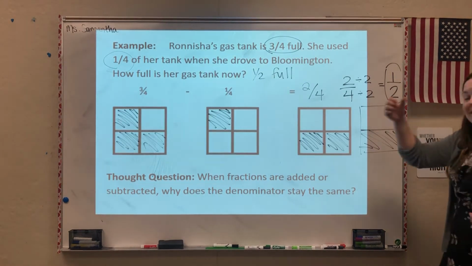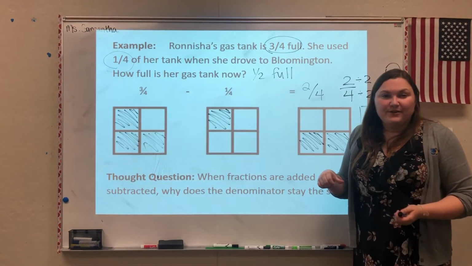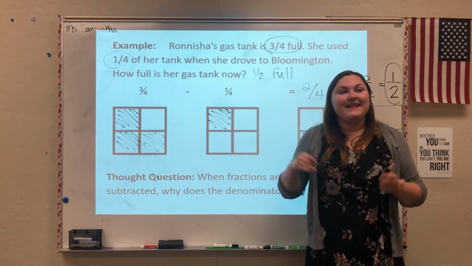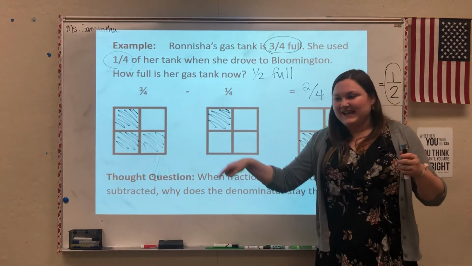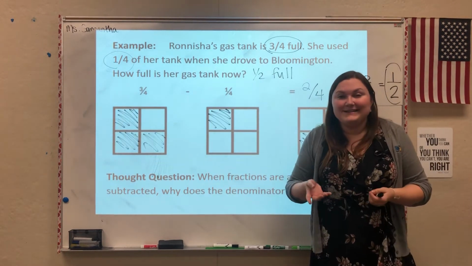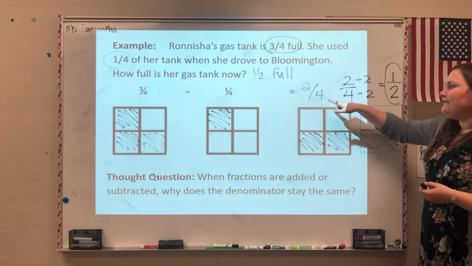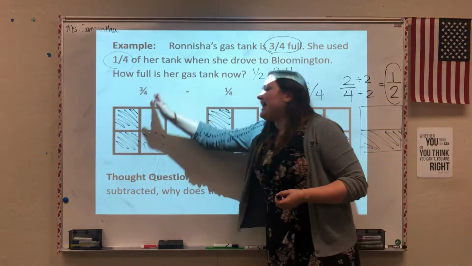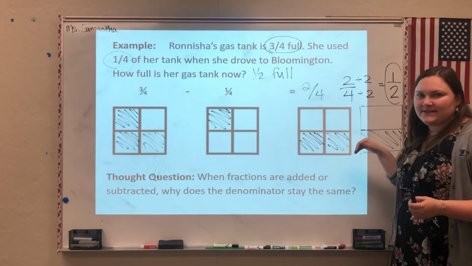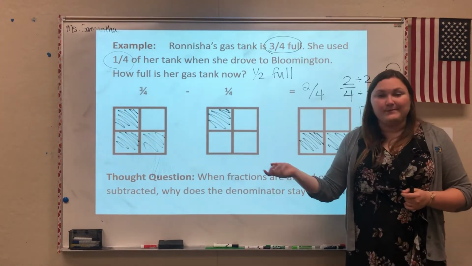Well, if we go back to that pizza problem we had talked about, that denominator is telling you how many slices are in that total pizza. That was never changing. We were just saying he ate 3, he ate 2, but the pizza was still cut up into 8 slices. Same idea here. That 4 is not changing because our gas tank has always been divided into 4 parts. The total parts remains the same.